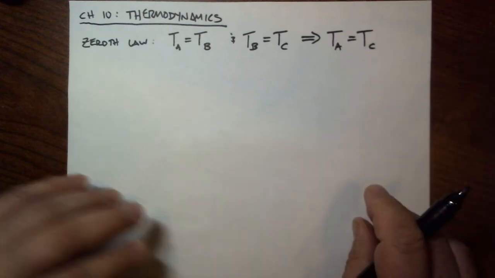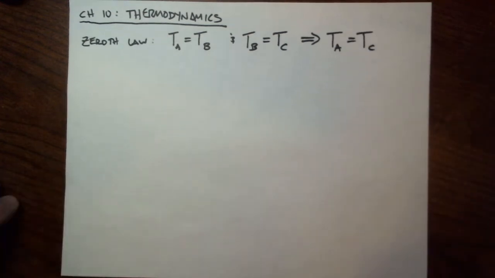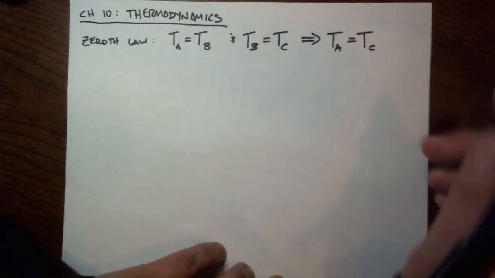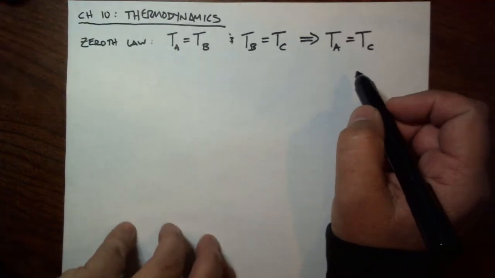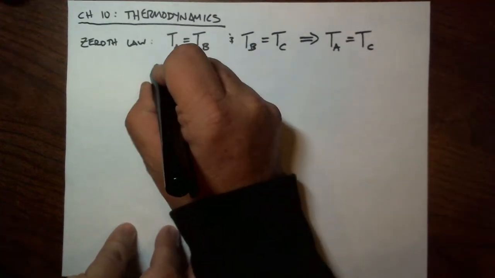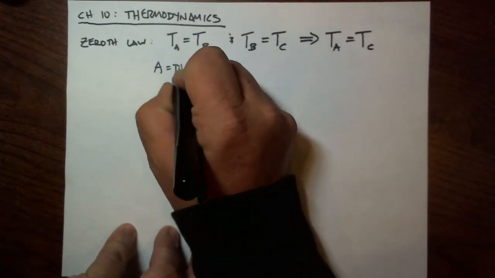This, I believe, is the transitive property of logic. I'm not sure about that. Maybe somebody could look that up for me. It seems kind of silly, but this works if object A is a thermometer.